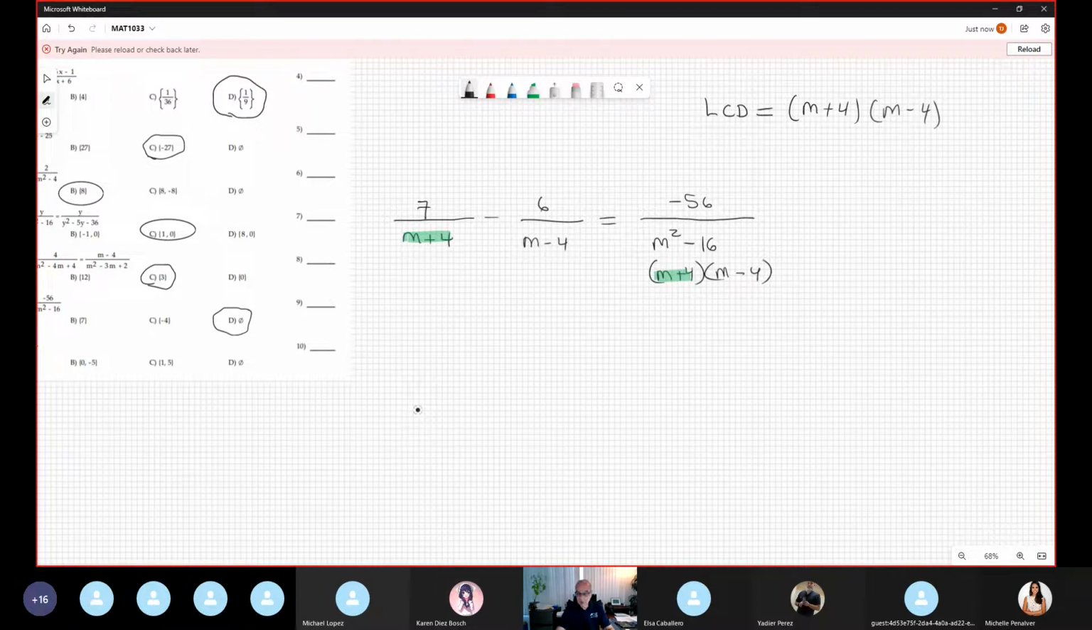Now, immediately I found the LCD, you copy the restriction. The restriction is n not 4 and n not negative 4. These are illegal values. And you multiply n plus 4 times n minus 4, multiply one by one by the LCD. Because you multiply by only one term, it doesn't affect my equation, you should apply the LCD to everything.